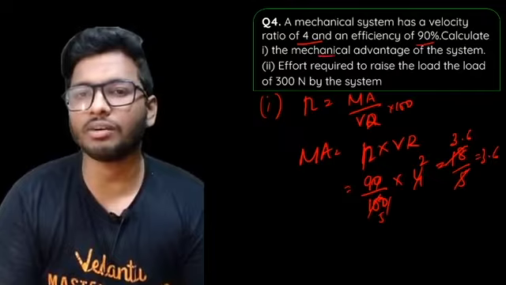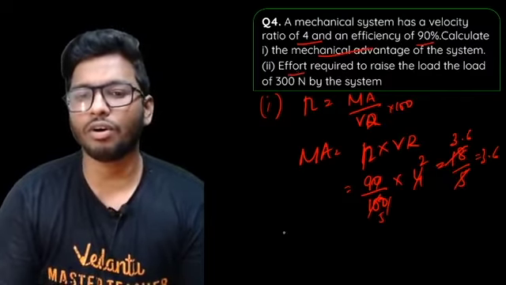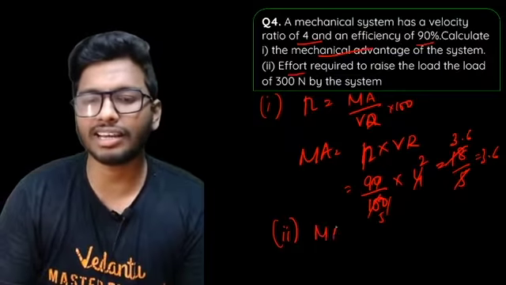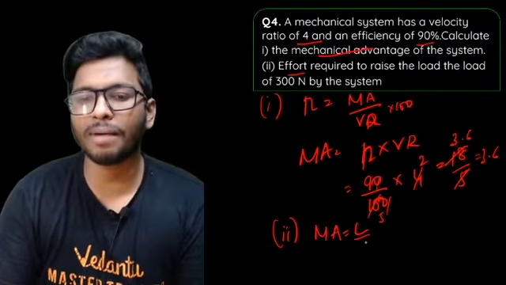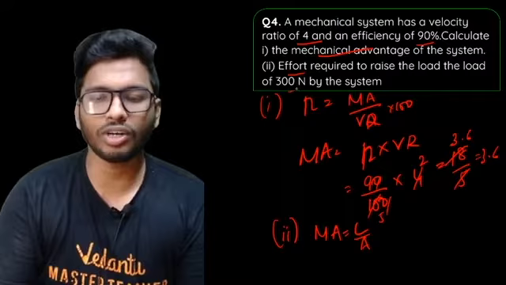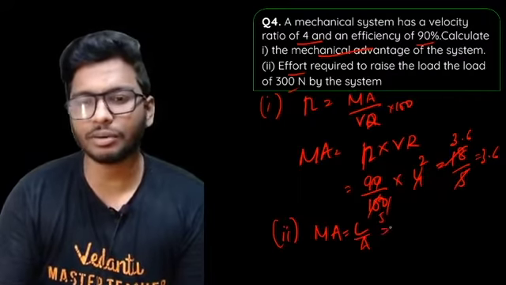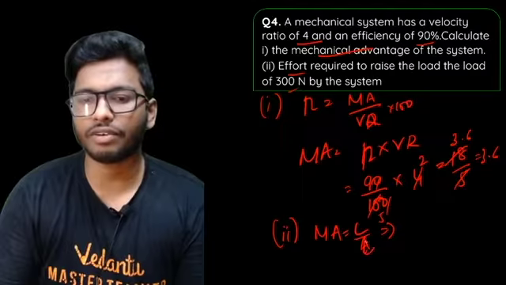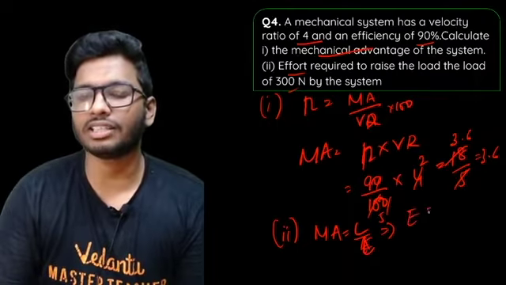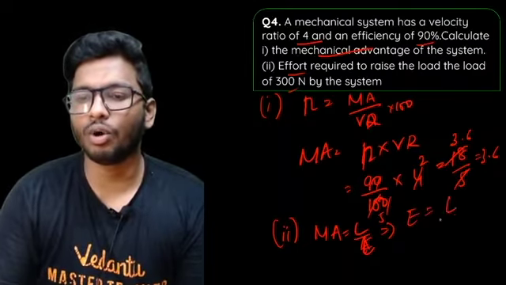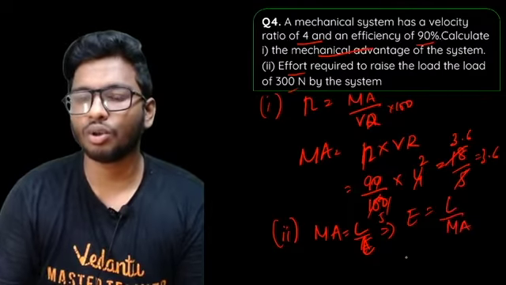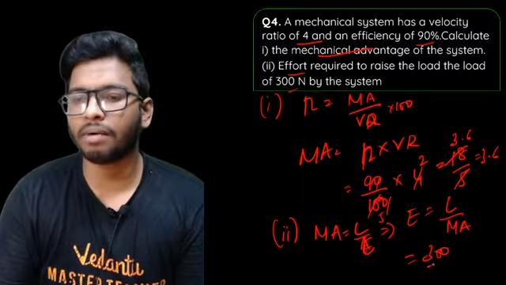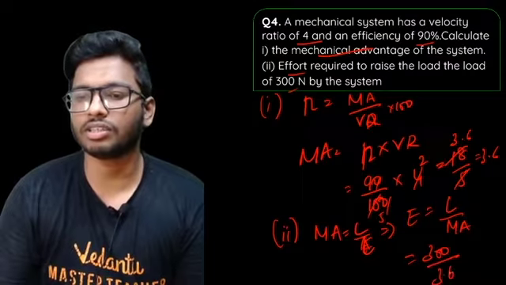Now that you have found the mechanical advantage, you have to find out the effort. If you remember, the formula of mechanical advantage is equal to load by effort. You know the load is 300 Newton. Rearrange the equation: effort is equal to load by mechanical advantage. So the load is 300 Newton divided by the mechanical advantage, 3.6.